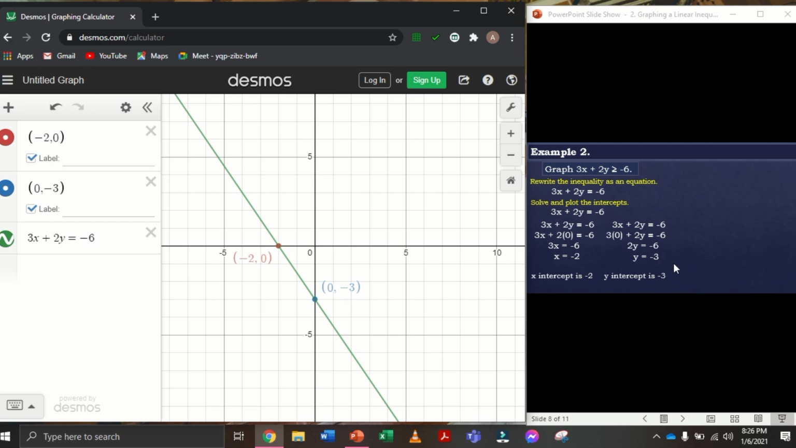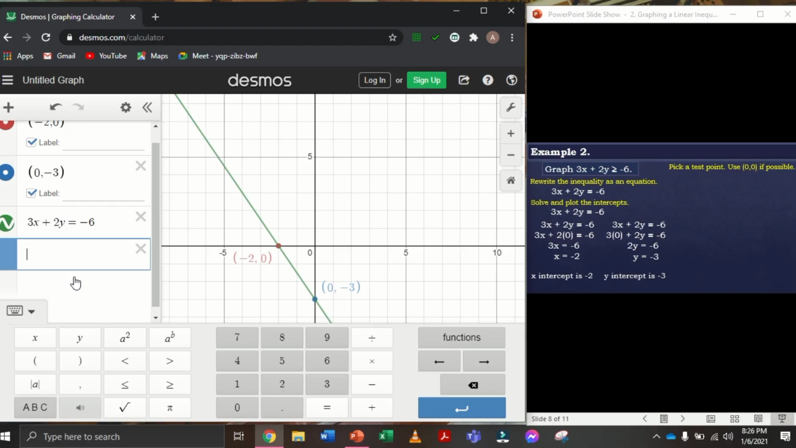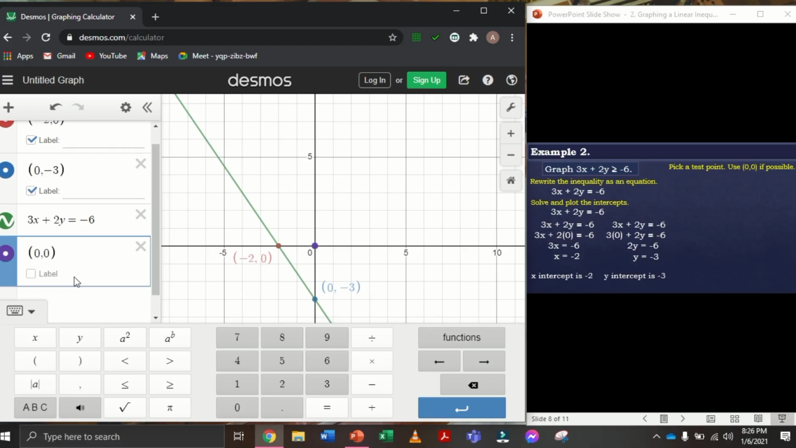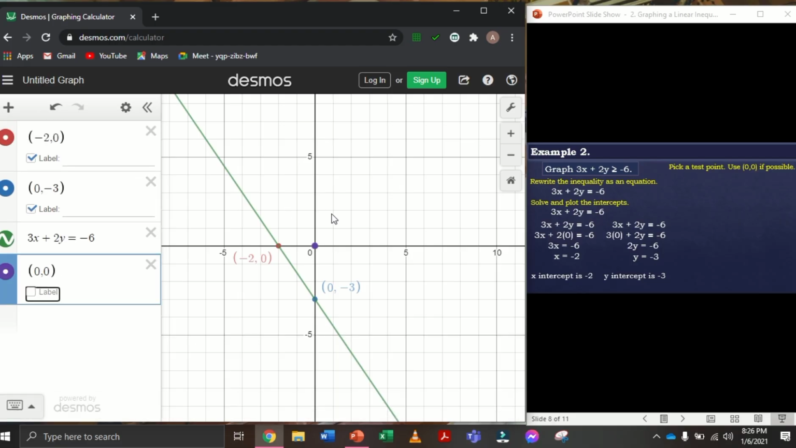Ayan na po. So, 3x plus 2y is equal to negative 6. Now, anong sabi ko? Anong susunod pag na-plot na yung ating test point? Pick a test point. So, ako gagamitin ko 0, 0, kasi mas mabilis pag 0, 0. So, i-plot ko yung 0, 0. Lagyan natin ng label. Ito yung 0, 0 natin.